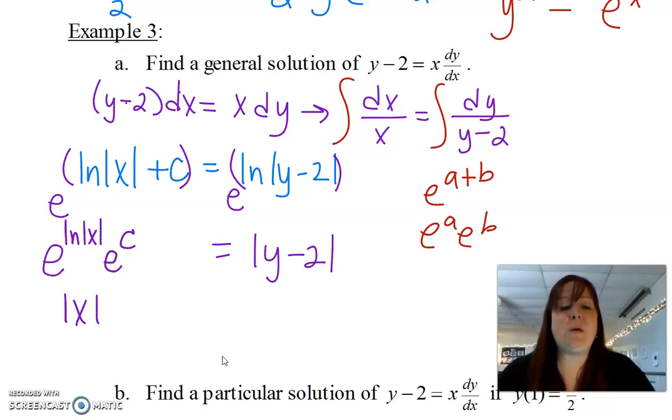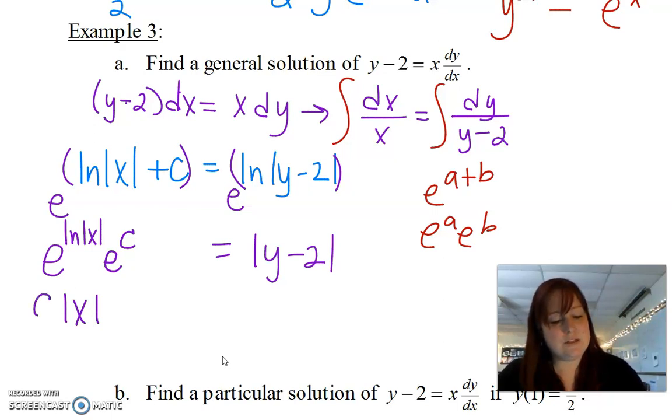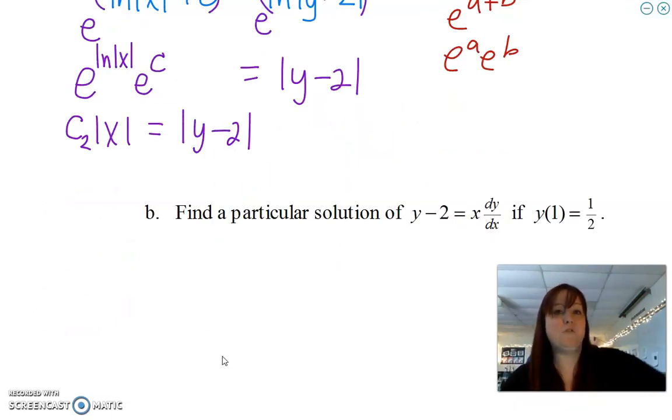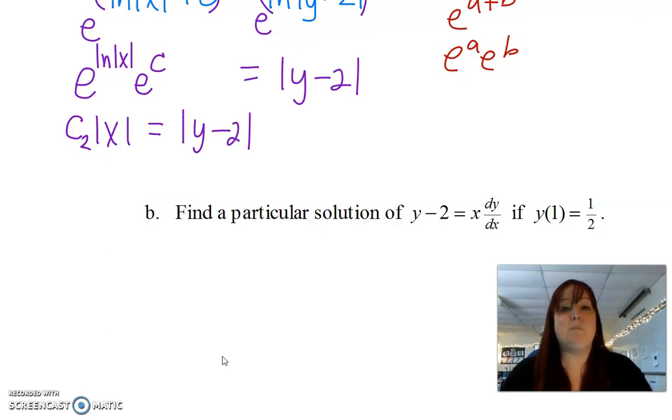And now think about this. What is e to the c? Well, e is a constant, and a constant raised to a constant is a constant. So you see this? We have a different c, but still a c. This is just any c. And that's absolute value of y minus 2. I know it feels like a little math magic that we can just, poof, e to the c becomes c. But it's still a constant. We just don't care what that constant is.